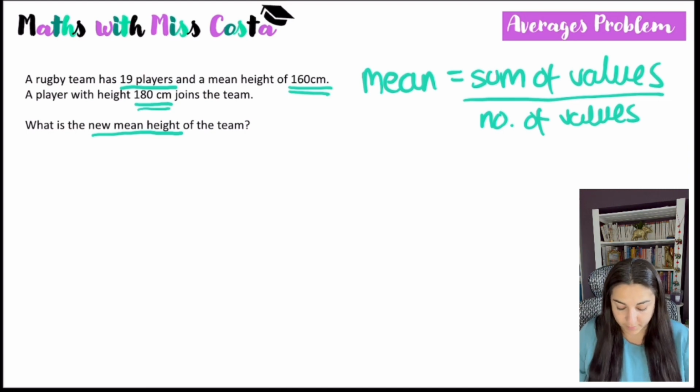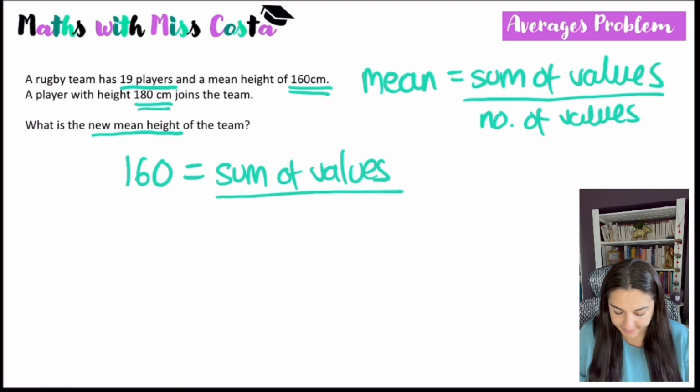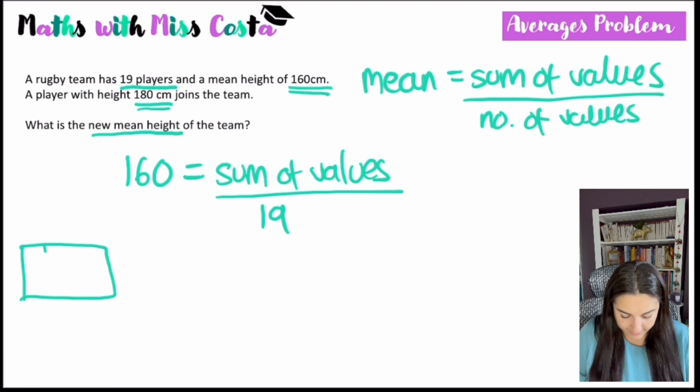Okay, so what information do I know? I know the mean is 160. I don't know what all the values add up to, but I do know that there are 19 players. So how could I work out the sum of values? I could do 160 times by 19. So let's just use the lattice method here. 160 times by 19.